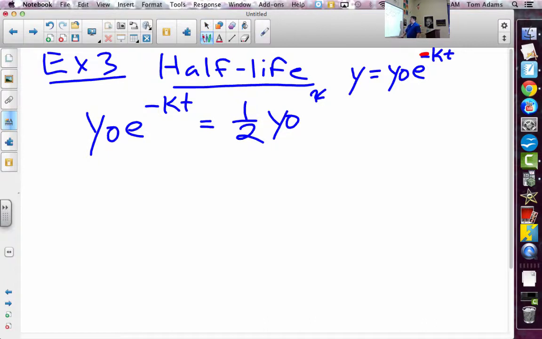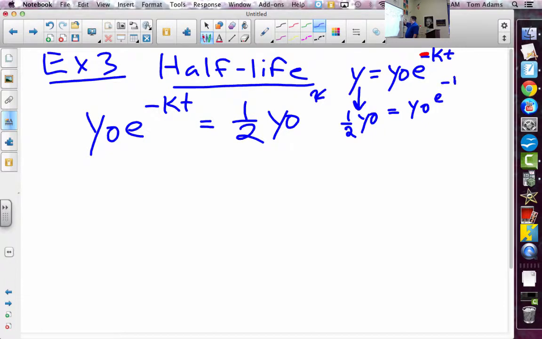Now if I move that around, what I'm really saying is I want to end up with 1/2 of what I originally started with. So this becomes 1/2 y naught is equal to y naught e to the negative kt. That's where this comes from. So it wants me to figure it out.